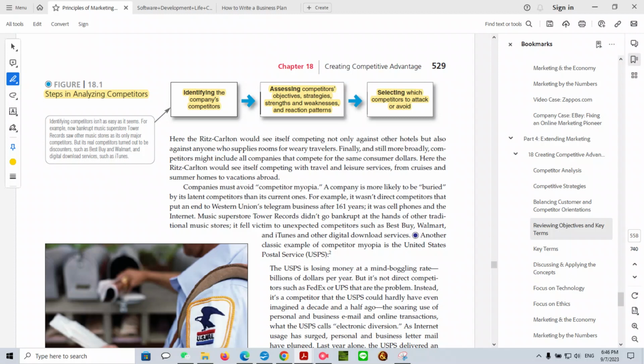What you get from this misnomer is something called competitor myopia. Now, let me explain what competitor myopia is. A company is more likely to be buried by its latent competitors than its current ones. For example, it wasn't direct competitors. See, they're not direct competitors. For example, high-end hotel, low-end competitor hotel. Those are indirect, not direct.